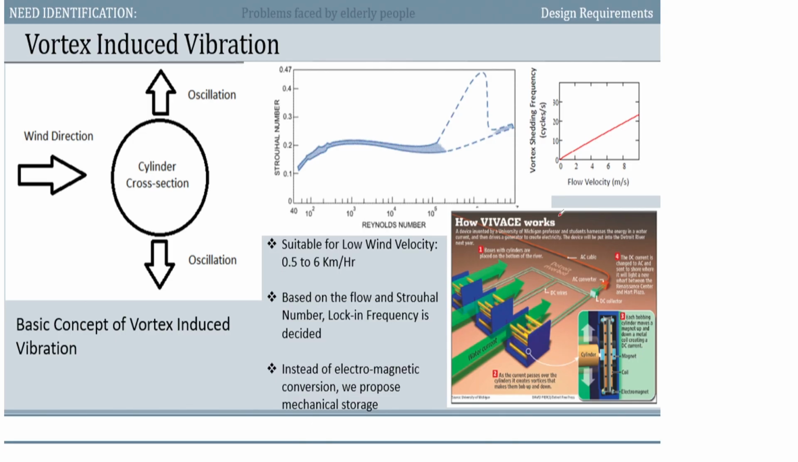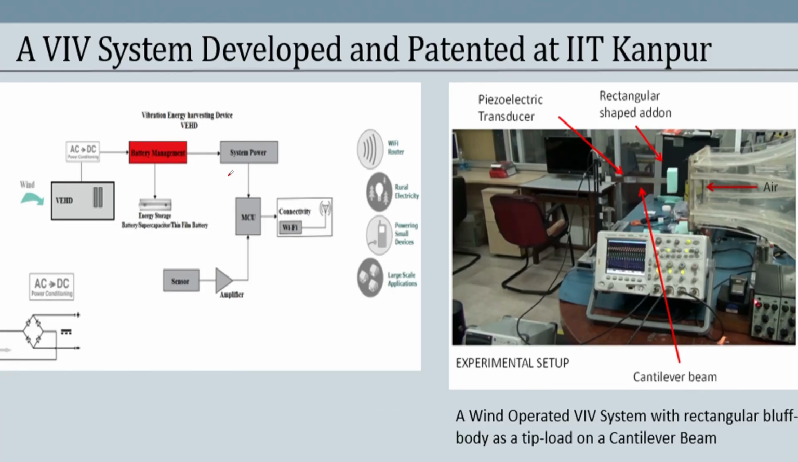There is a product that has already been developed in one of the universities. It is called VIVACE, and it is used not for wind, but for water flow, and it is suitable for low flow velocities, 0.5 to 6 kilometers per hour. What it does is that the flow of the stream, coming from here, creates an oscillation because of the bluff body, and that oscillation is subsequently extracted in terms of energy harvesting. So, this is a VIV system that we have developed in our laboratory.